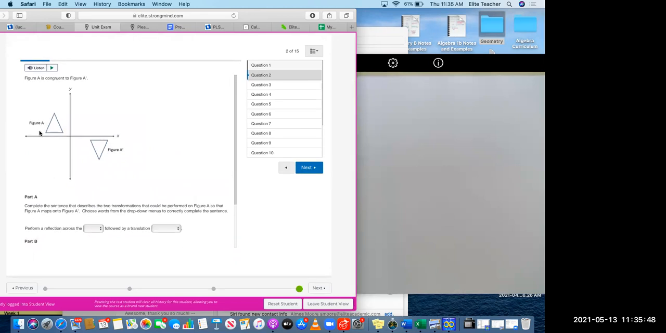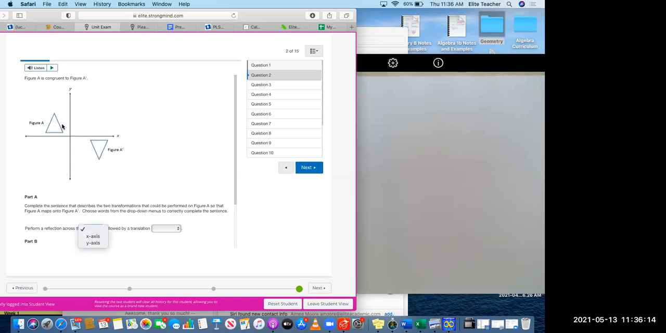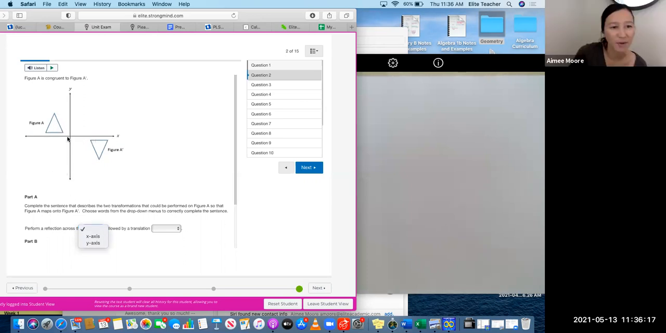All right. Figure A is congruent to figure A prime. Complete the sentence that describes the 2 transformations that could be performed on figure A so that figure A maps onto figure A prime. Choose words from the drop-down menus to correctly complete the sentence. So perform a reflection across the x-axis or the y-axis. Which one would we want to do first? X-axis. Yep, the x-axis right here. We'd want to flip across the x-axis and then translate it up, down, to the left, or to the right.